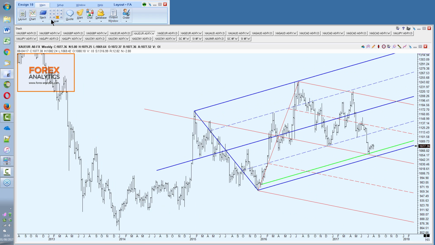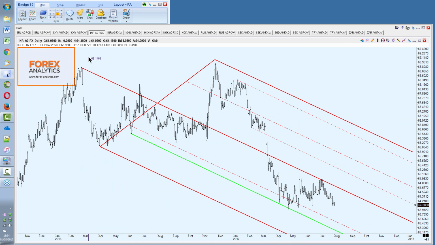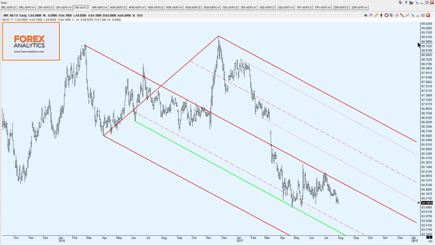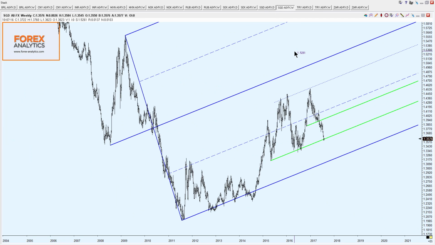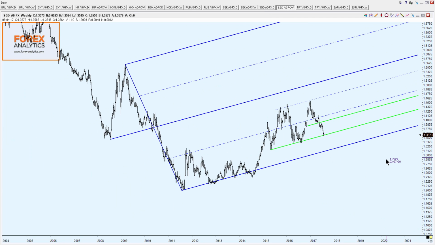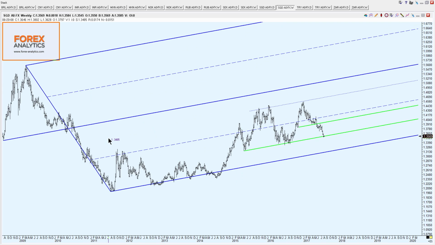Yeah, I don't look at them quite as much as some of the others. Indian rupees we've already looked at. Singapore dollars. Oh yeah, here we go. Okay, this is the weekly chart going back to 2007, as you can see.